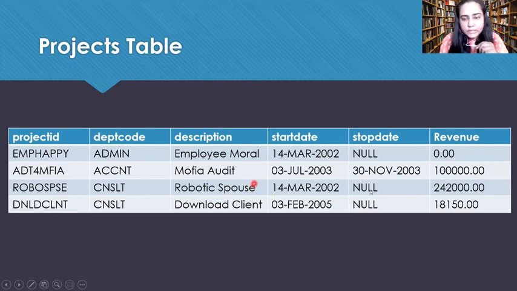So 150 is what you're getting when you're subtracting this start date from the stop date, 30th November. And that's why you're getting only one answer. The other things are null because you cannot subtract anything from null. So this is what you're getting.